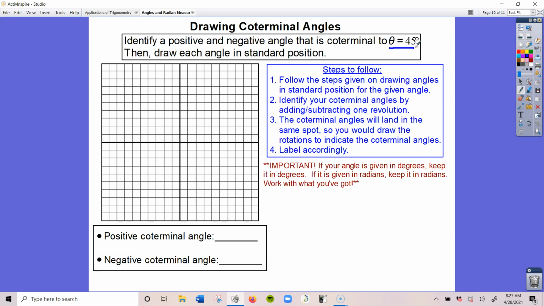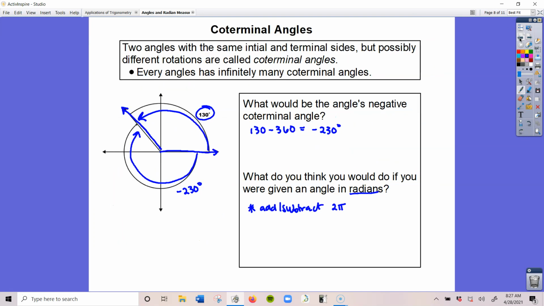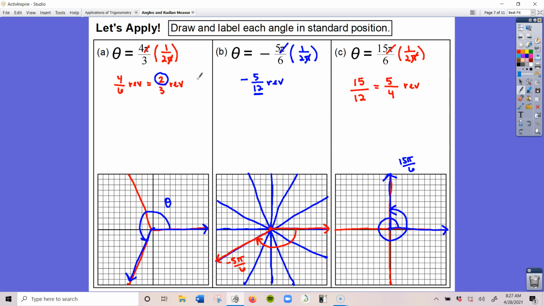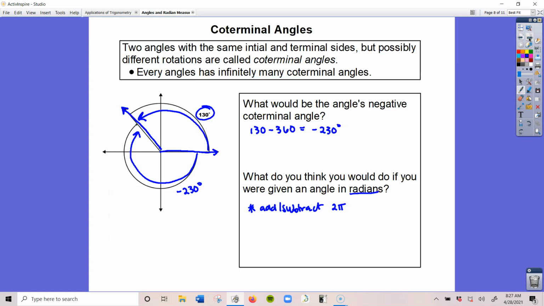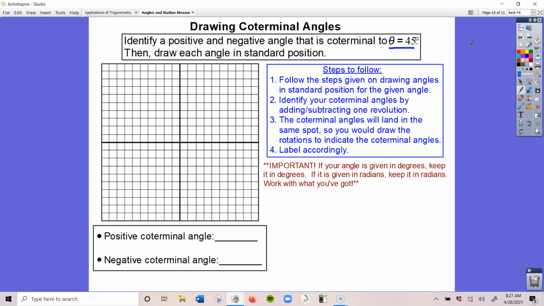Now in the previous examples, we were drawing only radians. So now we're going to look at how to draw an angle that's in degrees. I'm going to go back a second so you can see. When we were drawing our radians, we multiplied by the reciprocal, but we essentially divided by a full revolution in radians, which is 2 pi. So here, since this is in degrees, we are going to divide by a full revolution in degrees, which is 360.